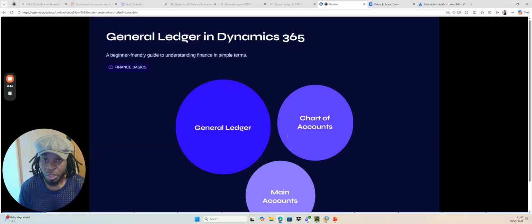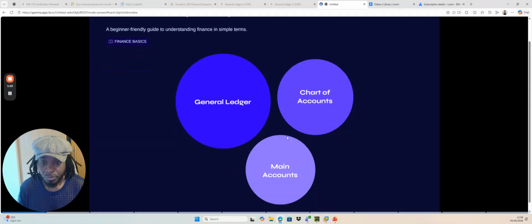Looking at what the general ledger is, or first, let's look at what we are going to cover here. We are going to look at the general ledger, understand what it is, understand what charts of accounts are, in a very simple way. I promise you, even if you are not someone with an accounting background, this is going to be very easy for you to understand. I promise that I'm going to break everything down really simply, and then you will understand what main accounts are. Moving ahead.